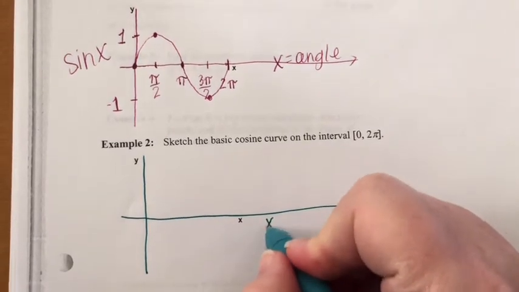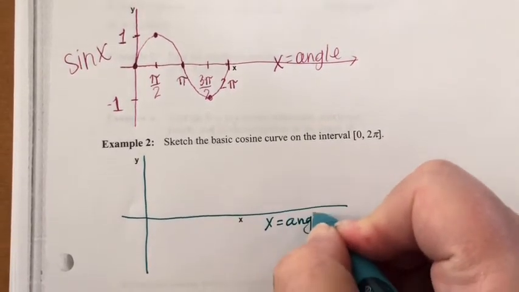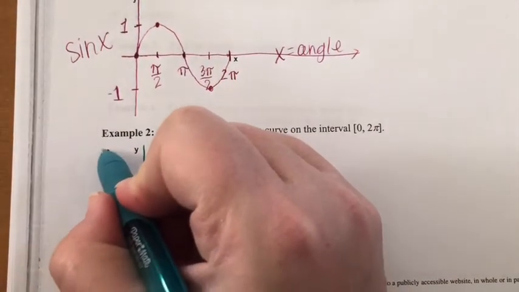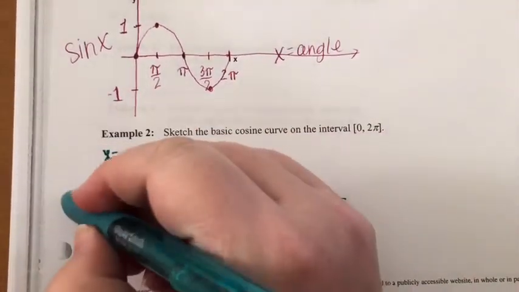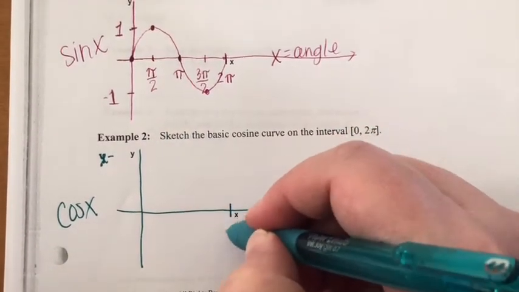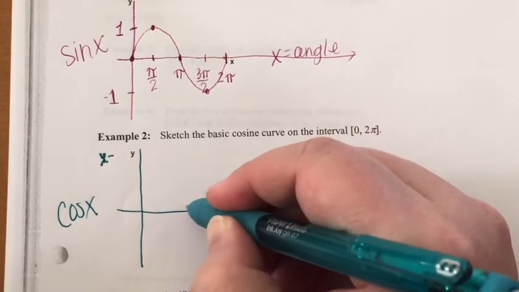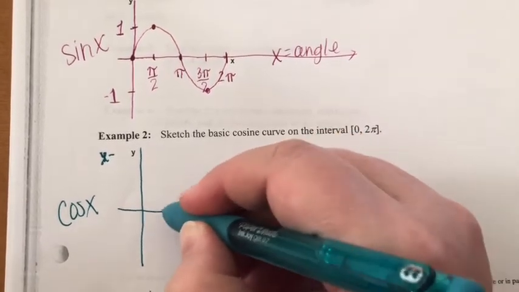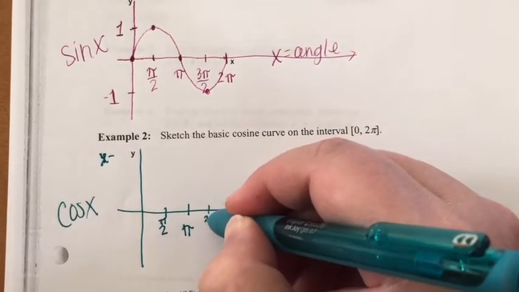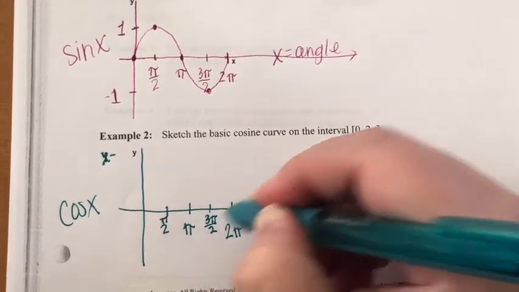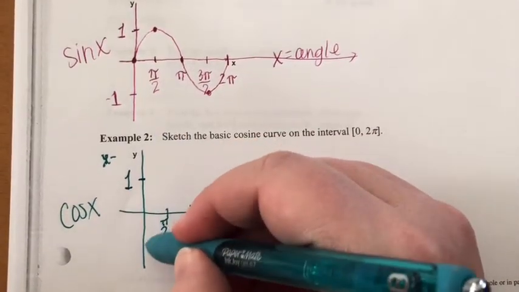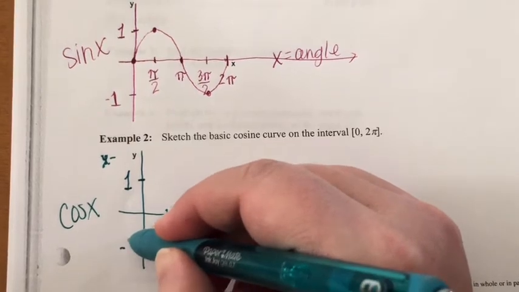So again, x is equal to the angle on the unit circle. And then our y was really our x's, because that's the cosine. So this is the cosine of x. And I'm going to split it up like I did before. So 2 pi, pi, pi halves, 3 pi halves, and then 1 and -1.